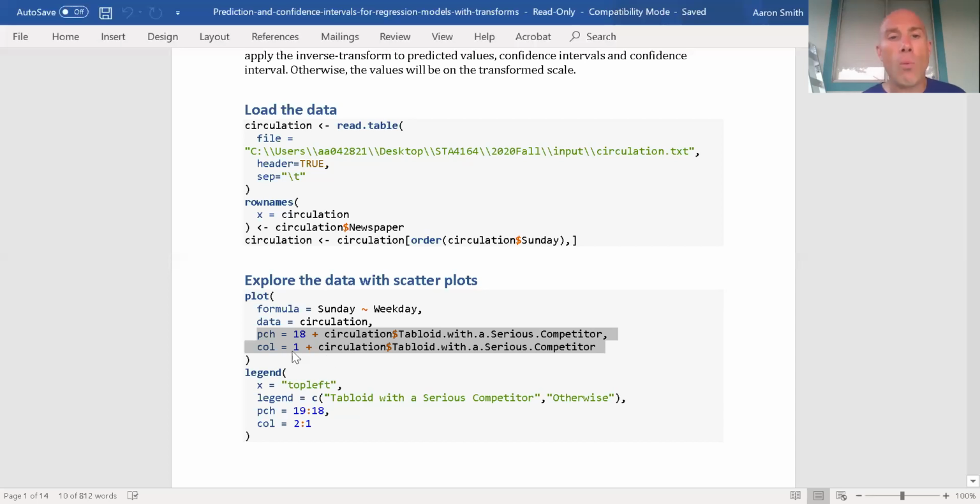Notice I'm adding a 1 and adding an 18 on there. That just makes sure it's the values I want it to be. And I'm using the legend to just specify which one is which. So we have the binary vector is for tabloid with a series competitor. It'll be a 1 if it's a tabloid with a series competitor, and 0 otherwise. Otherwise means it's either not a tabloid or it's a tabloid without a series competitor.